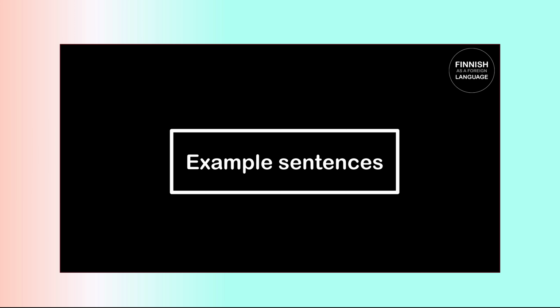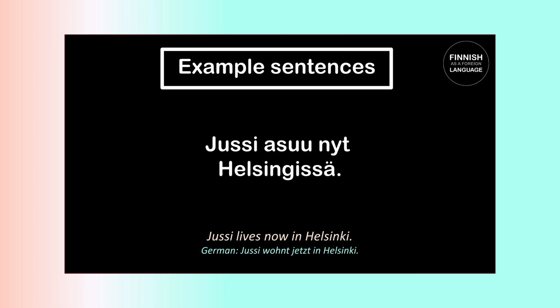Alright, now we arrived at chapter 8, where we are going through some example sentences. Our first one is Jussi asuu nyt Helsingissä. This is a sentence that answers to a Missä question, and it means Jussi lives now in Helsinki. Asuu is the third person singular present tense of the verb asua, which means to live. Nyt means now, and Helsingissä is the inessive case of Helsinki, meaning in Helsinki. Jussi asuu nyt Helsingissä. Jussi lives now in Helsinki.